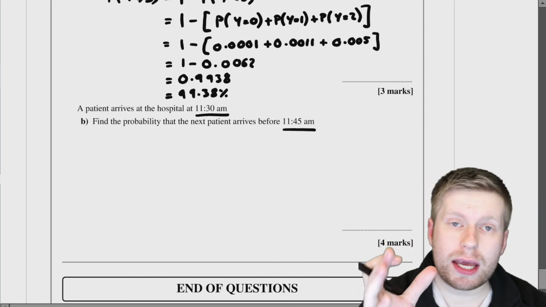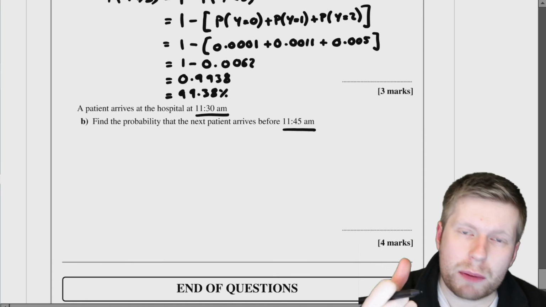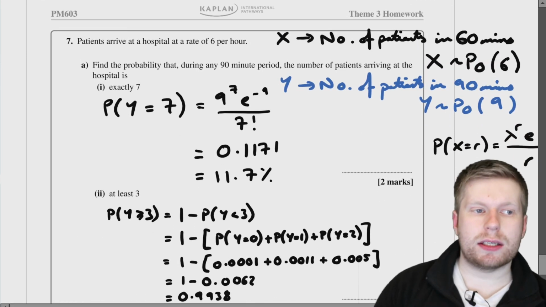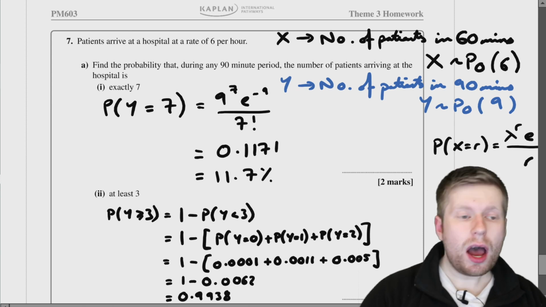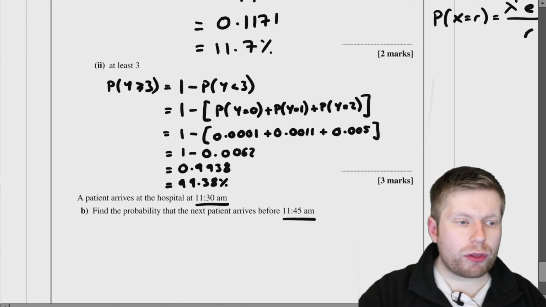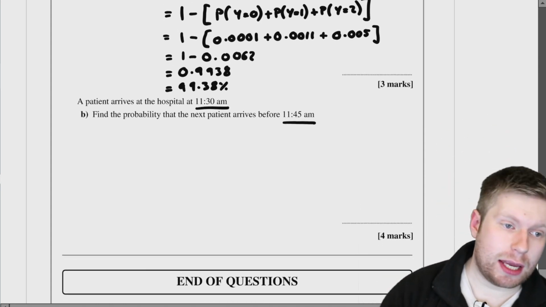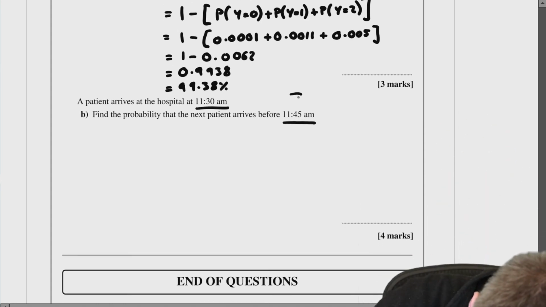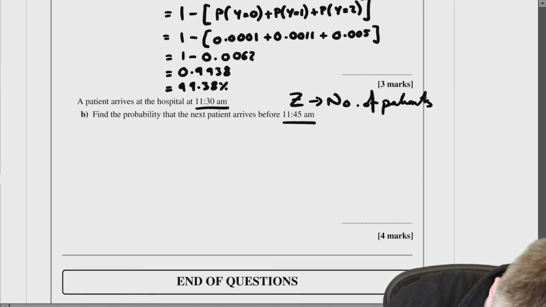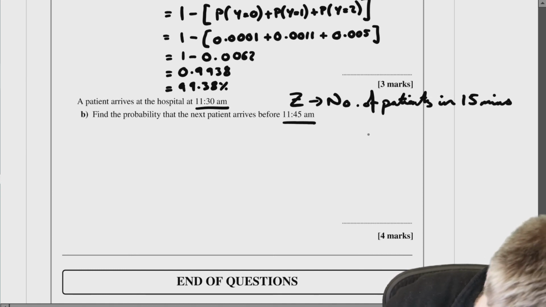That's a 15-minute interval. So I need to redefine my random variable, because so far I've got a random variable x defined as the number of patients in 60 minutes. I've got a random variable y, which is the number of patients in 90 minutes. I want the number of patients in a 15-minute interval. So I'm going to create a new random variable, z, and this will correspond to the number of patients arriving at the hospital in a 15-minute window.